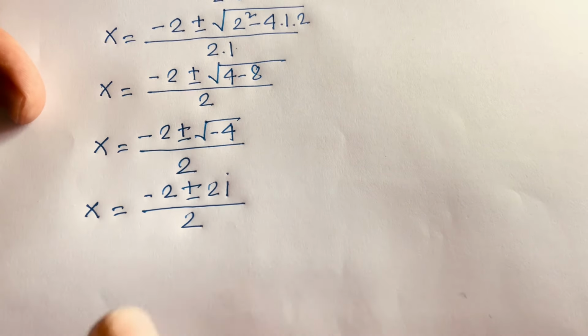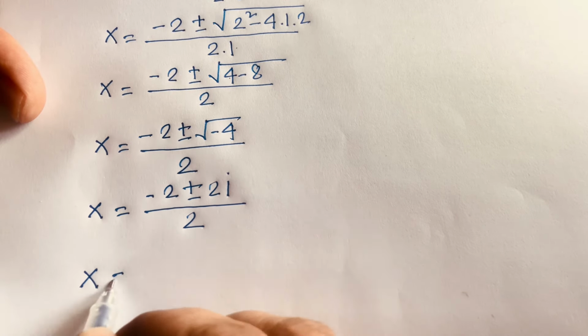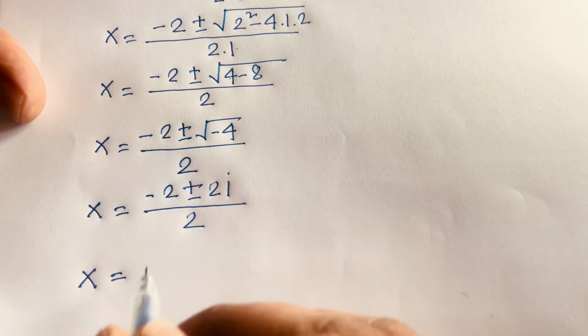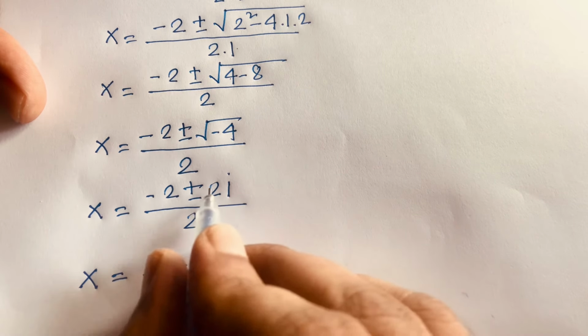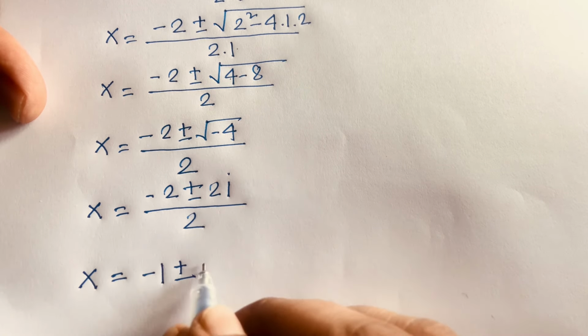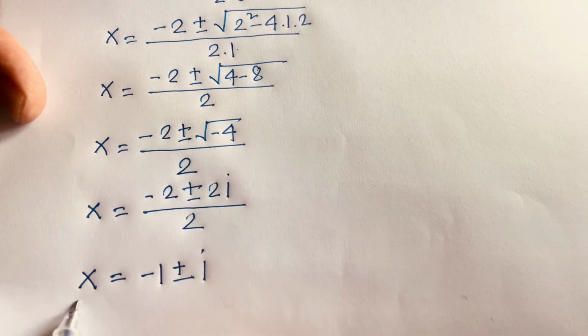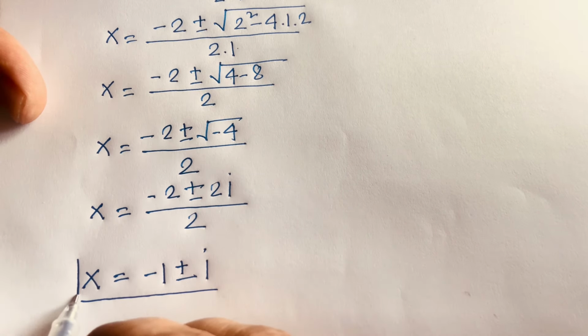Then in this case x is equal to minus 2 divided by 2, which is minus 1, plus minus 2i divided by 2, which is i. So this is our answer.